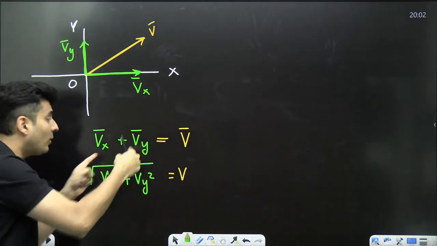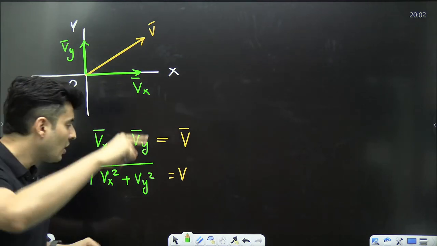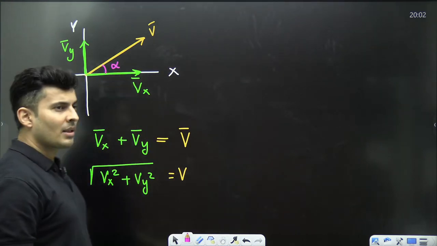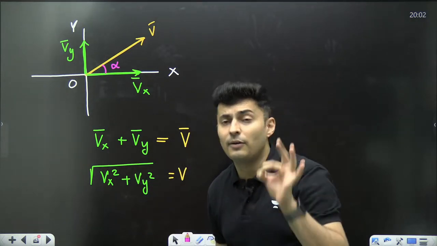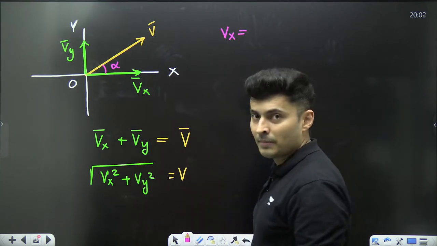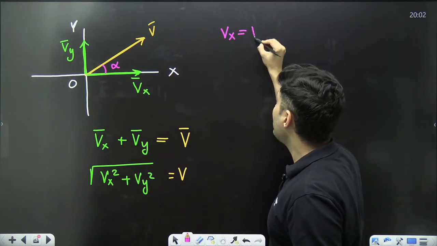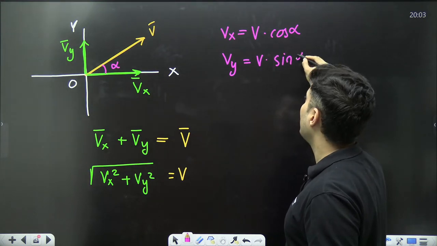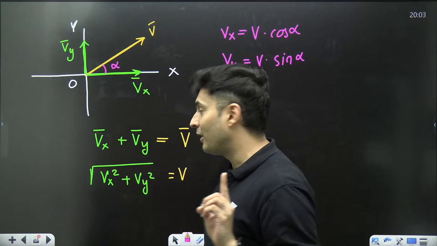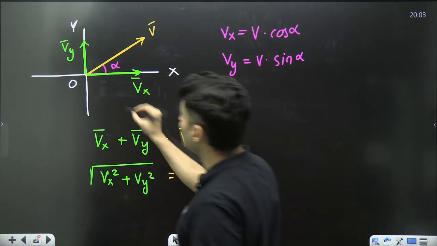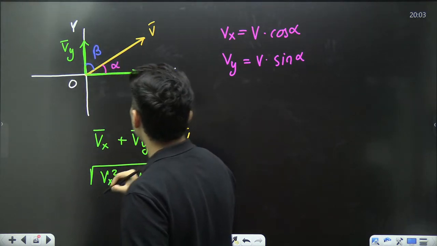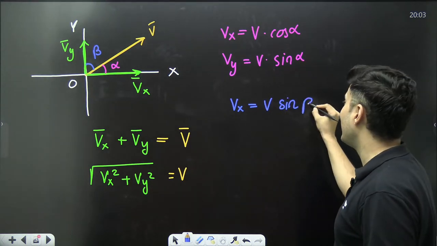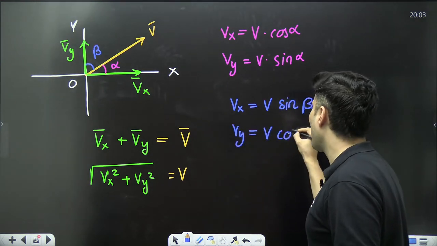But what is the magnitude of each one of them? That depends on the angle. Say you take the angle with the x-axis as alpha. Then the x component will become V times cos alpha, and the y component becomes V times sine alpha. But if you choose this angle, let's say beta, then the x component becomes V sine beta and the y component becomes V cos beta.